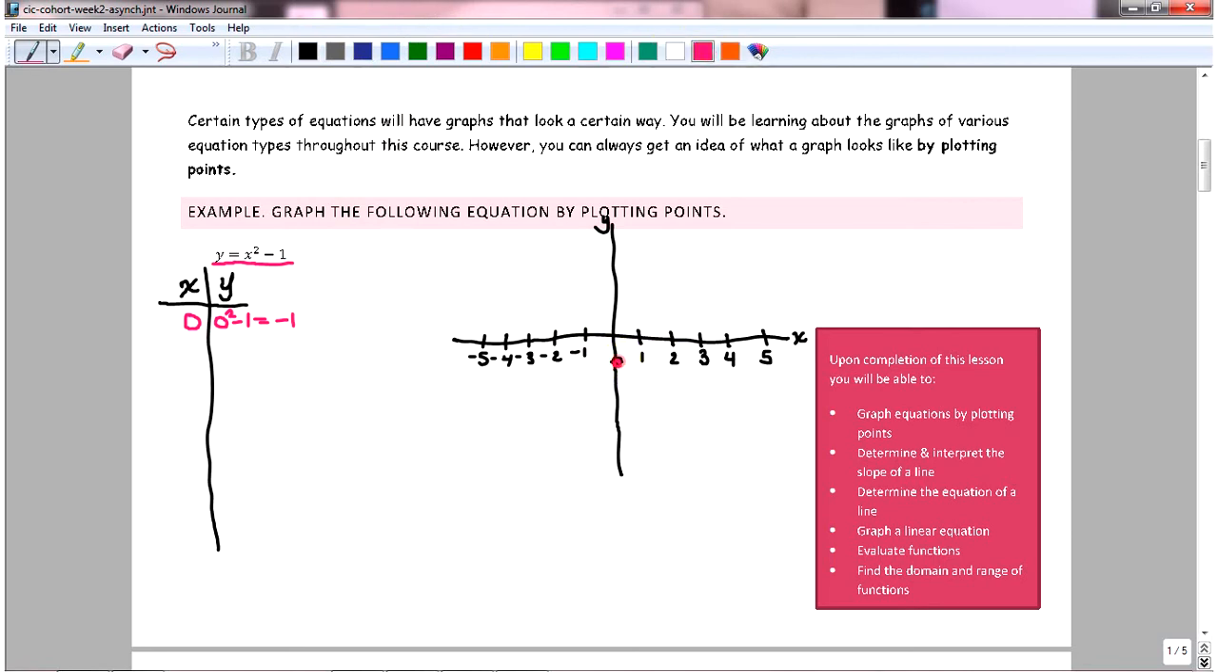Let's just do that in pink so it's easier to see. Next, I'm going to plug in a positive 1 for x. So y is going to equal 1 squared minus 1, which is 1 minus 1, or 0. So my point is 1, comma 0, and that will be here. I'm going to go ahead and plug in 2. So y will equal 2 squared minus 1. So that's 4 minus 1, or 3. So we have the point 2, comma 3. 2, and then we have to go up 3 units.